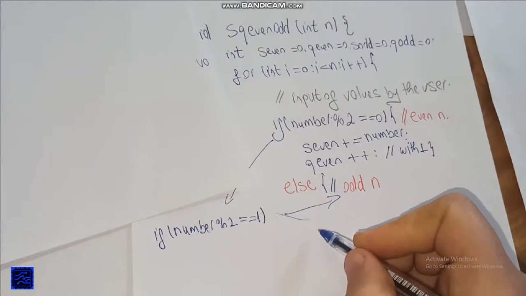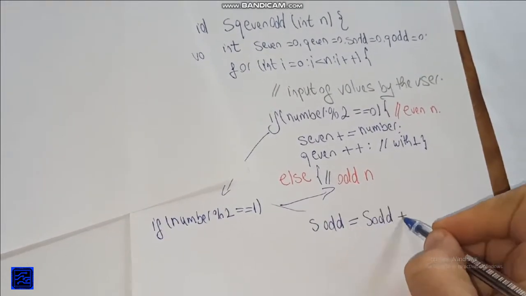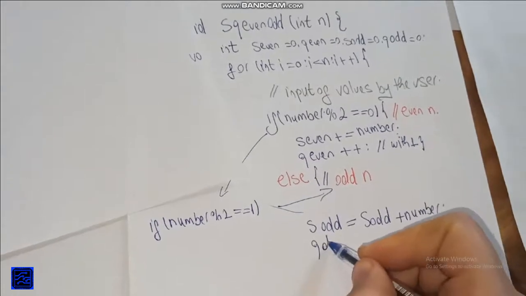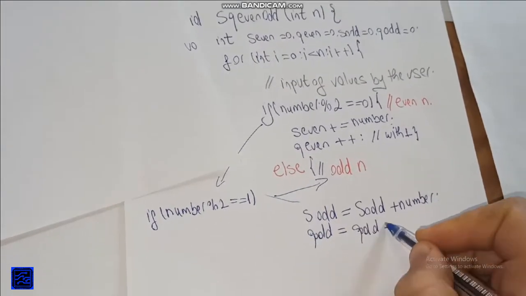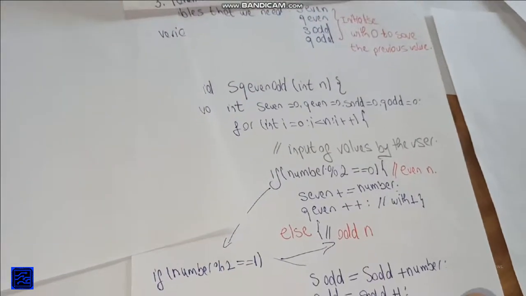We'll only have here sum odd equal sum odd plus number, quantity odd equal quantity odd plus 1. As we don't have to return any value, we have a closing curly brace.